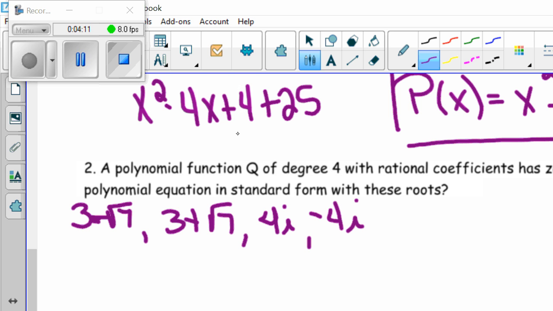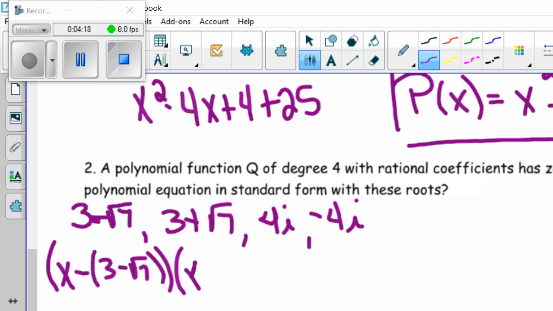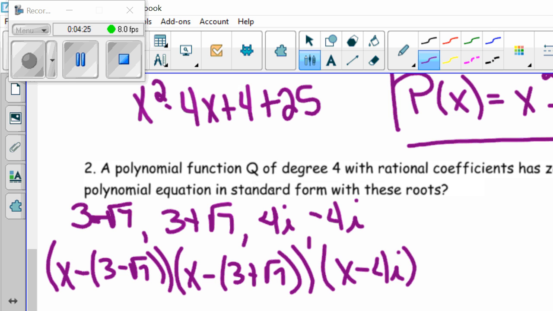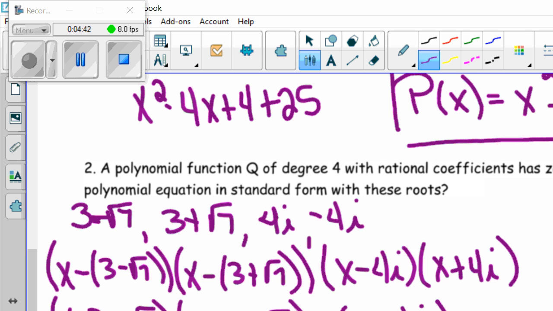So again, let's look at where did these come from. So x minus, in my parentheses, 3 minus the square root of 7. x minus, in parentheses, 3 plus the square root of 7. x minus 4i, and x plus 4i. Again, I'm going to distribute my negative sign here, so I get x minus 3 plus the square root of 7. x minus 3 minus the square root of 7. And then here I still just have my x minus 4i, x plus 4i.